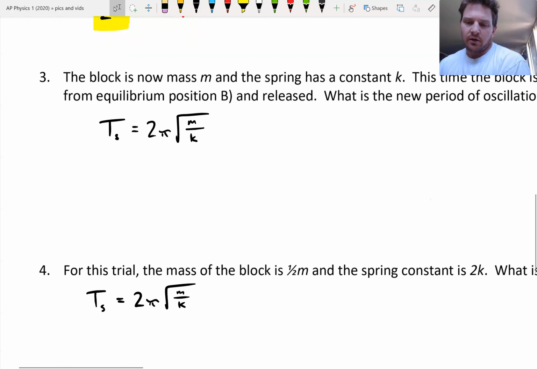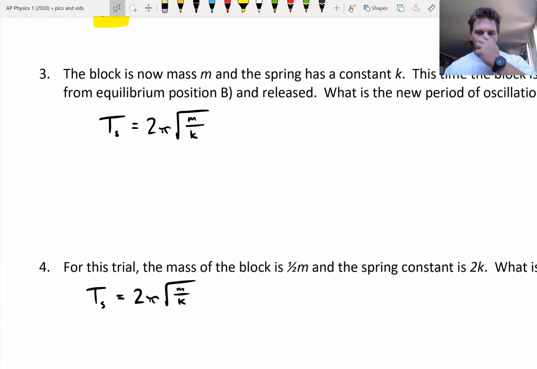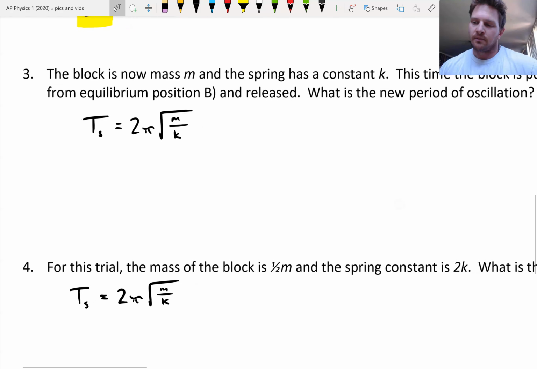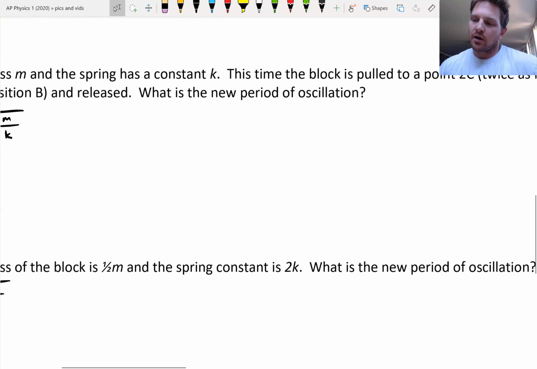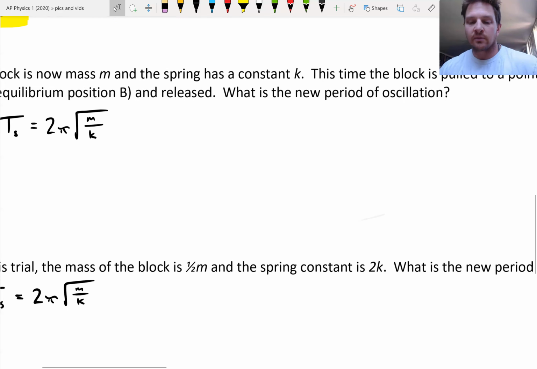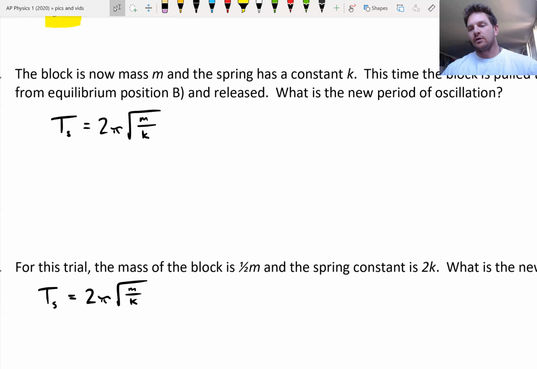Number 3, the block is now a mass m and has spring constant k, so it's back to normal. Okay, the block is pulled 2 times as far away from the equilibrium position and released. What's the new period? Well, when I take a look at this equation, there's only 3 things involved that can change in this. Period, and we're not changing that. We're trying to see how it is affected. Mass and spring constant. Where the thing is stretched has no effect on our period.